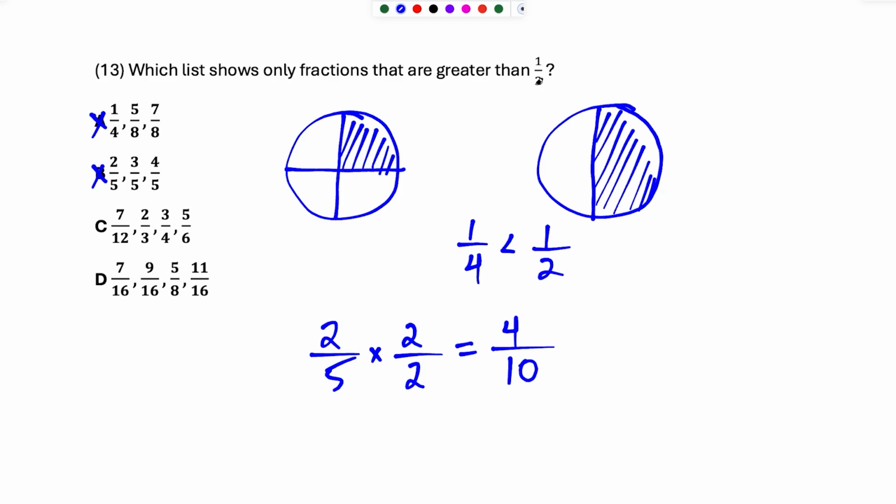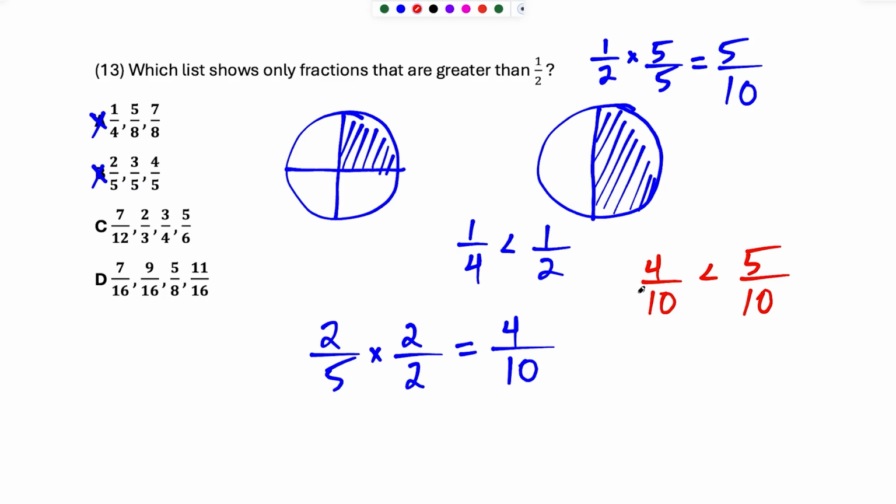But 1/2, if I want to turn this into denominator 10, I take 1/2 and I multiply the top and bottom by 5. And now I have 1 times 5 is 5, over 2 times 5 is 10. And we could see that 1/2 has a numerator of 5, 2/5 has a numerator of 4. So this tells us that 4/10, which is equal to 2/5, is less than 5/10, which is equal to 1/2. Okay, so this once again tells us that 2/5 is less than 1/2. But we need a list that shows only fractions that are greater than 1/2. So that's why this one is out. Choice C is in fact our answer.